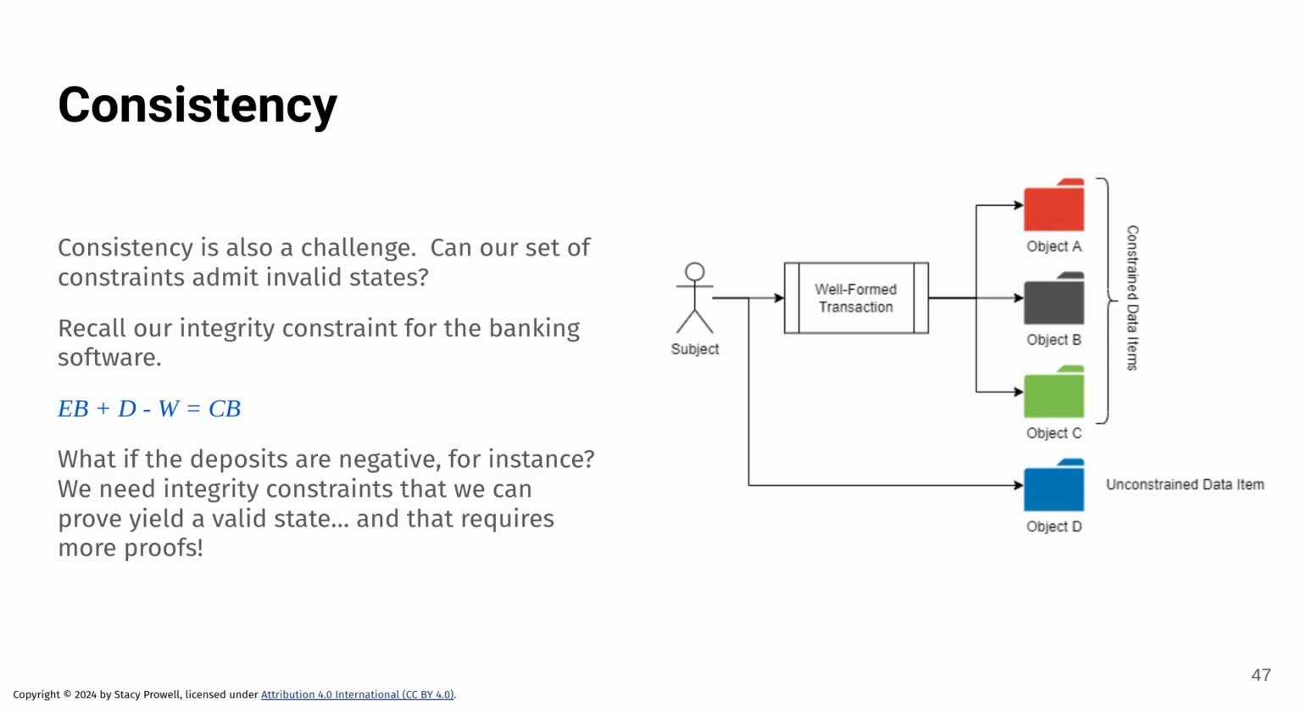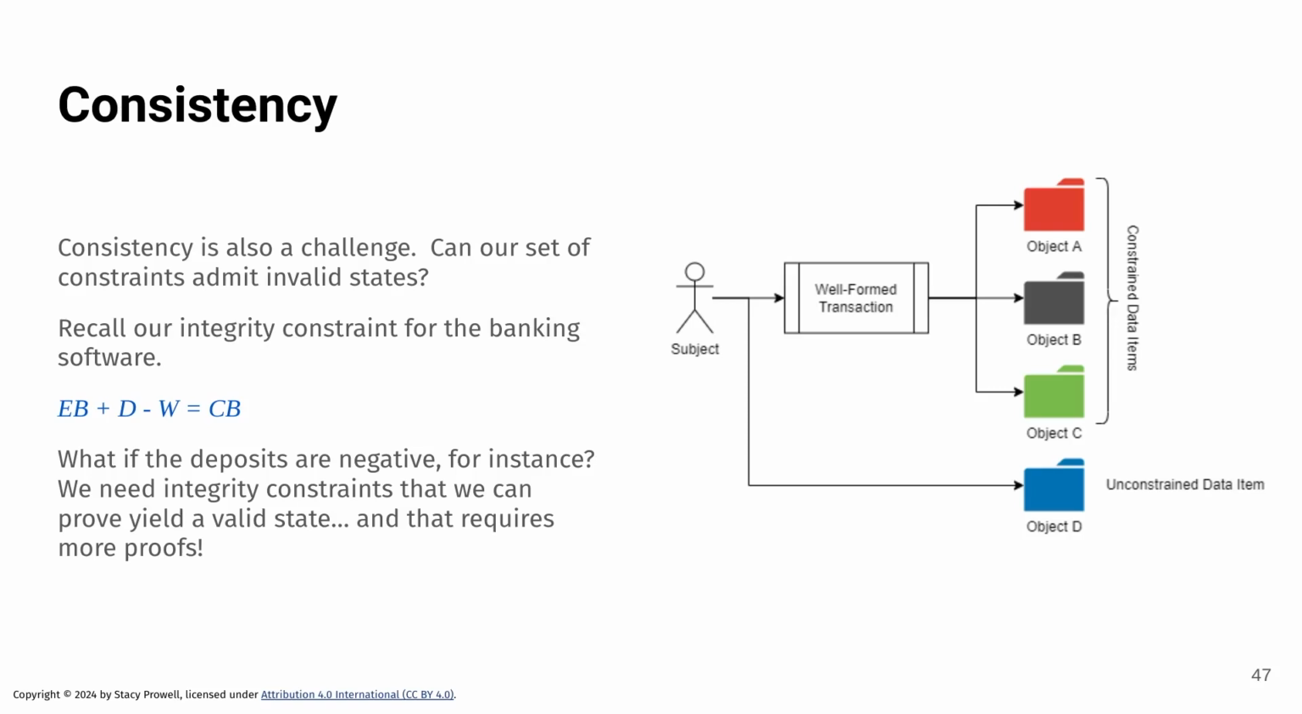Even consistency is a challenge. So we build our set of constraints, and we have to be careful about that, and maybe we can use model checkers or other tools to try to show that our set of constraints is good. But even then, we might fall prey to the fact that we're implementing it on a computer.